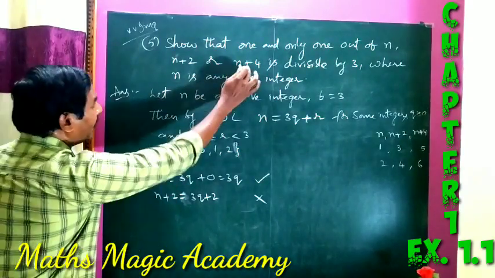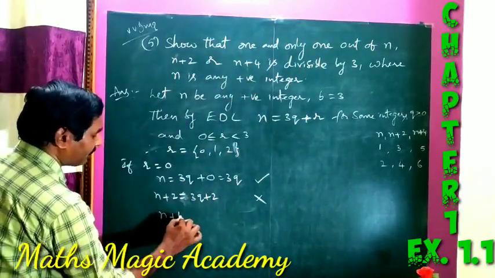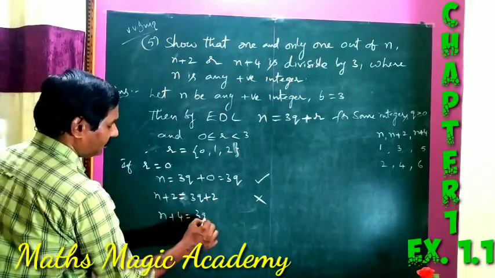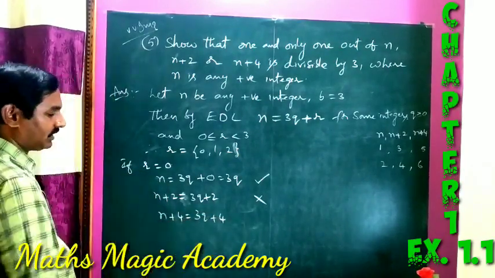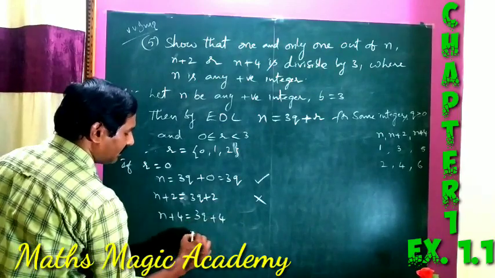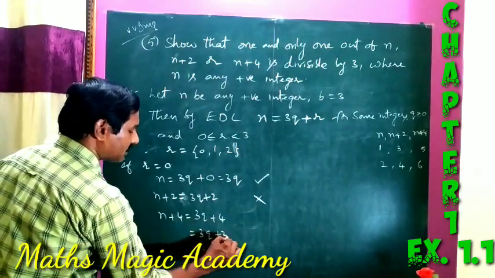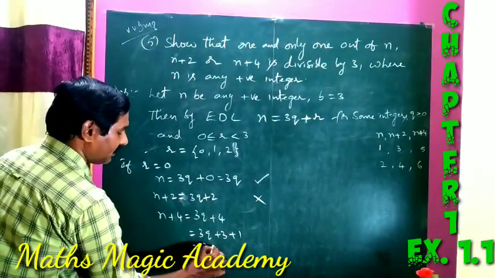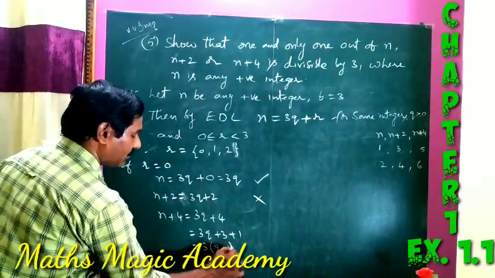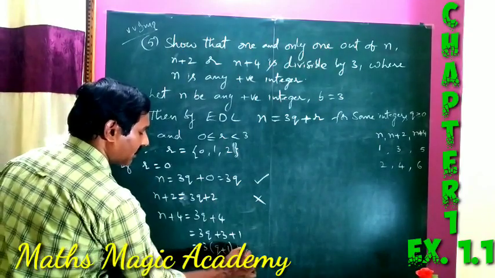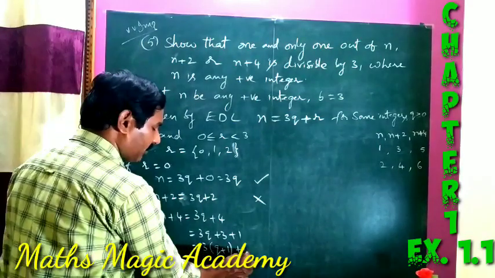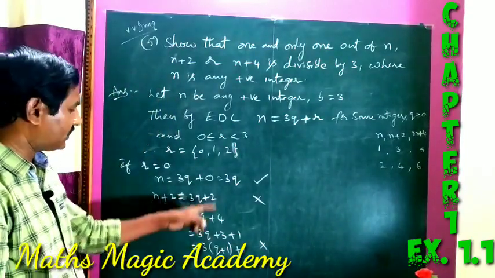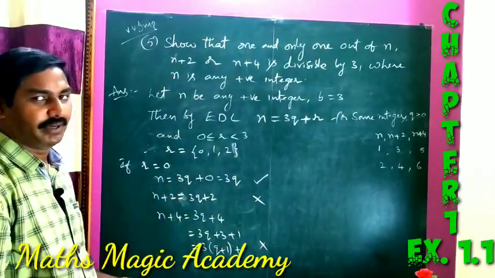And next n plus 4. So adding 4 on both sides, we get 3q plus 4. Here 3q plus 4 can be written as 3q plus 3 plus 1. Taking 3 common, it is 3 into q plus 1, plus 1. It is also a multiple of 3 plus 1. So it is also not divisible by 3. So out of these 3, only 1 is divisible by 3.